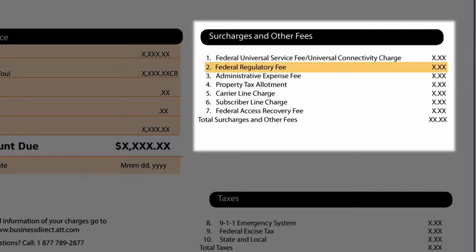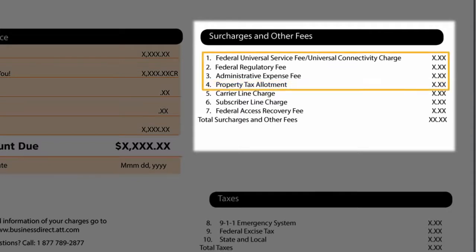You may see a federal regulatory fee on your bill. This covers amounts paid to the federal government for regulatory cost and communication services for the hearing impaired. The property tax allotment allows AT&T to recover the state and local property taxes imposed for equipment and facilities we use to provide telecommunication services. Many of these charges apply to interstate and U.S.-billed international charges, excluding taxes.